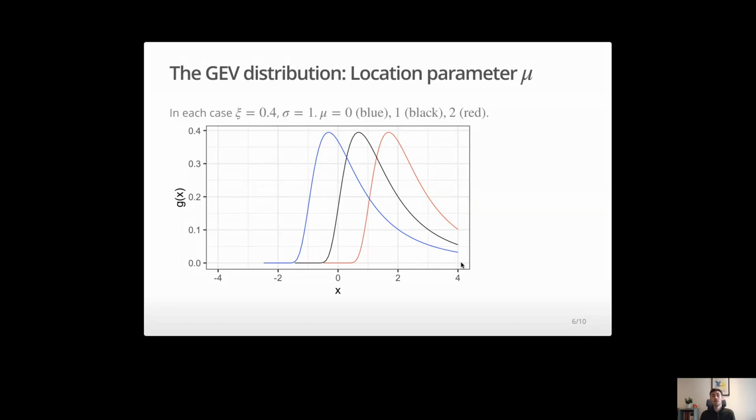Moving on now to the location parameter mu, all that does is shift the entire location of the distribution function. Here again, we're looking at red, blue, and black, where blue is a low value for mu and red is a high value for mu. You can see that, keeping the shape parameter and the scale parameter fixed, increasing the location parameter mu simply translates our probability density function to the right.